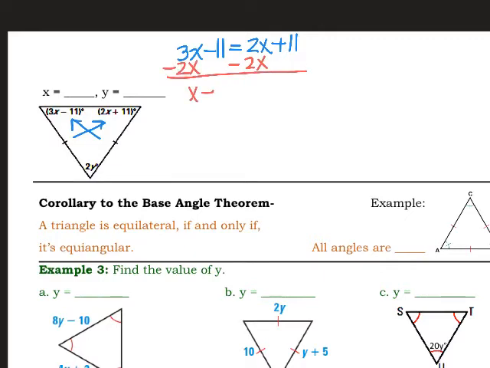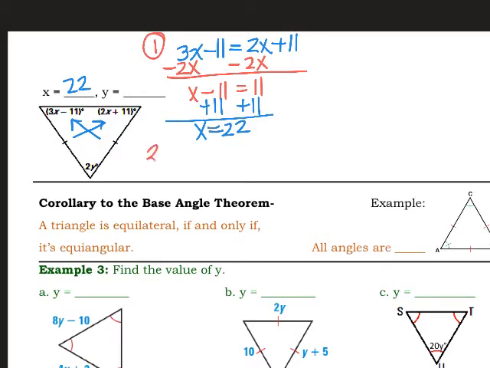So this will be x minus 11 equals 11. Then we're going to add 11, so x is going to equal 22. But now we have to figure out what y is. So what should we do with the x? We should plug it in.